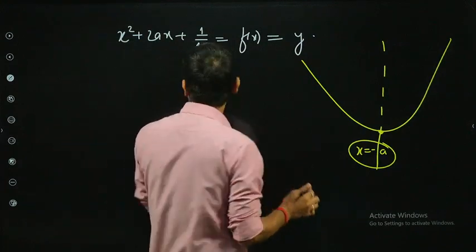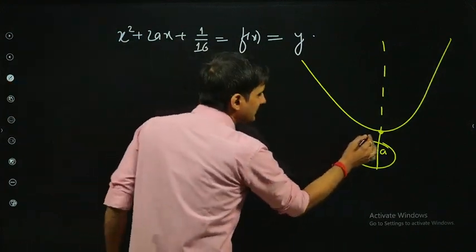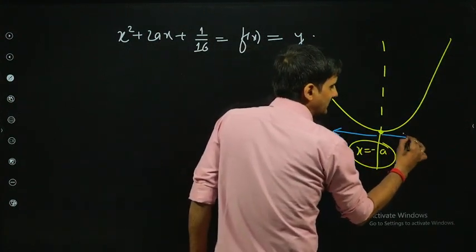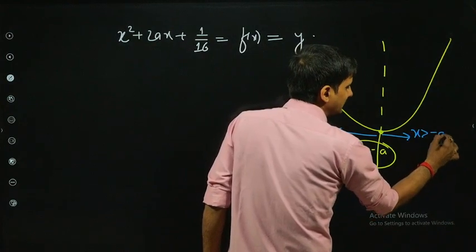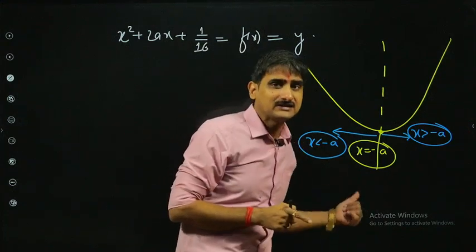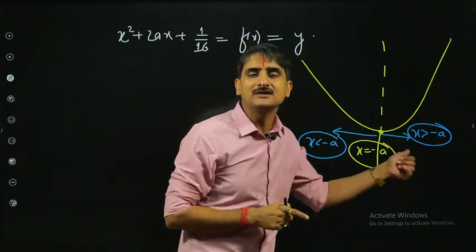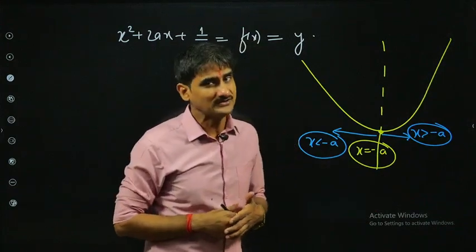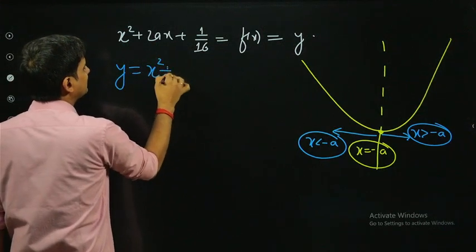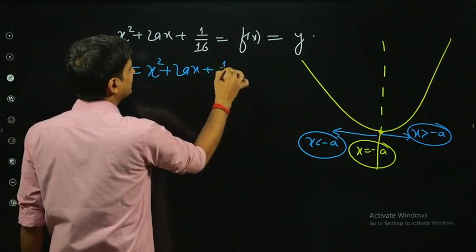So either the function is 1-1 on the left side of minus a, or it is 1-1 on the right side of minus a. So when we write its inverse, we will take care about the inverse depending on which side of minus a we are talking about. Now let's start. So y is equal to x square plus 2ax plus 1/16.